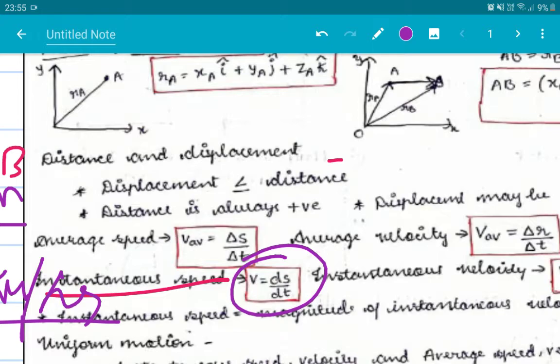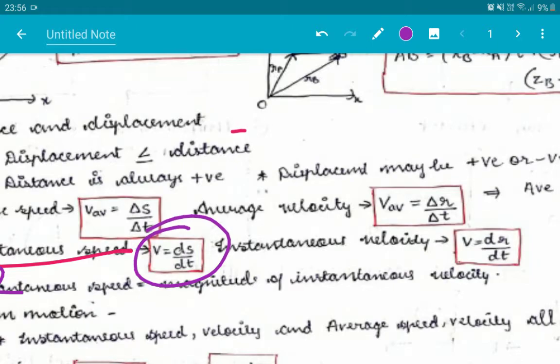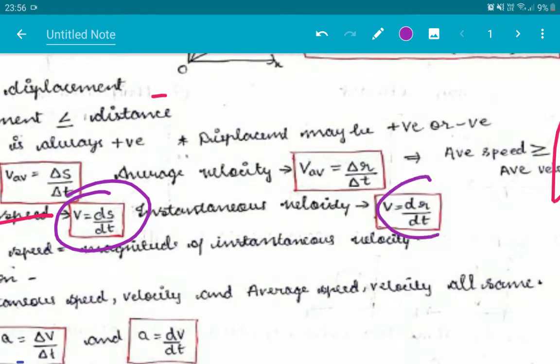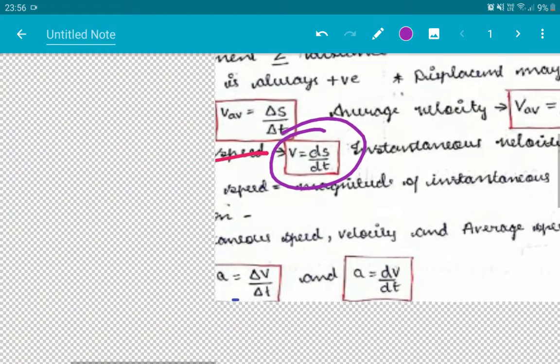It represents the shortest span possible, like the shortest span of time possible. Either it is time or distance, anything. Very short span, so that it is nearly equal to 0, right? That is represented with d. So ds by dt for instantaneous speed, and instantaneous velocity is dr by dt, there is no confusion in it.